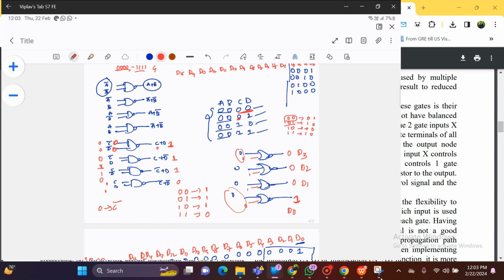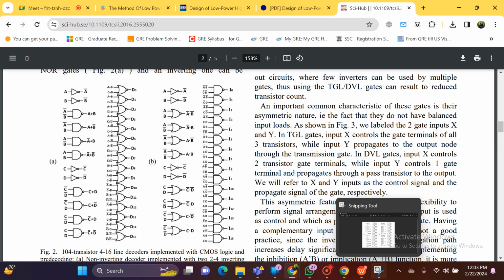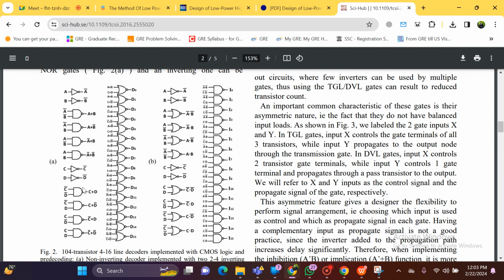Did you get it, guys? We are just replacing those values, that's it. If you did not get it, we'll see it at the last, because we need to see the design also. I will send you this circuit diagram also. Once you try with that, okay.